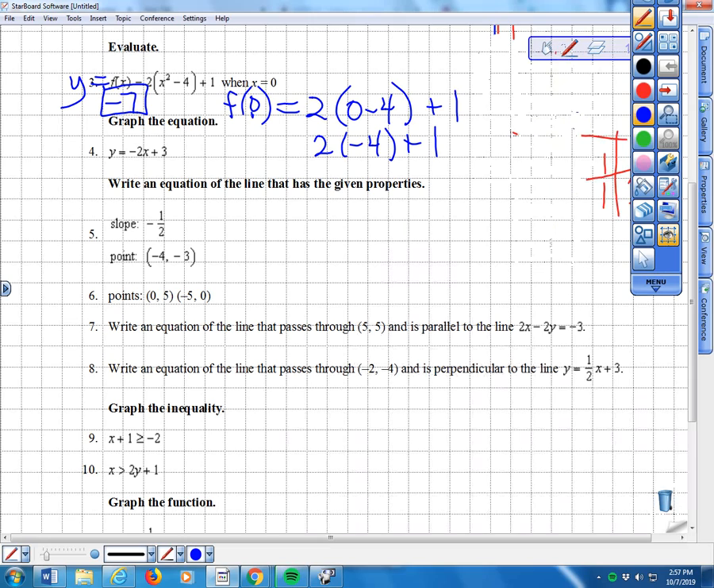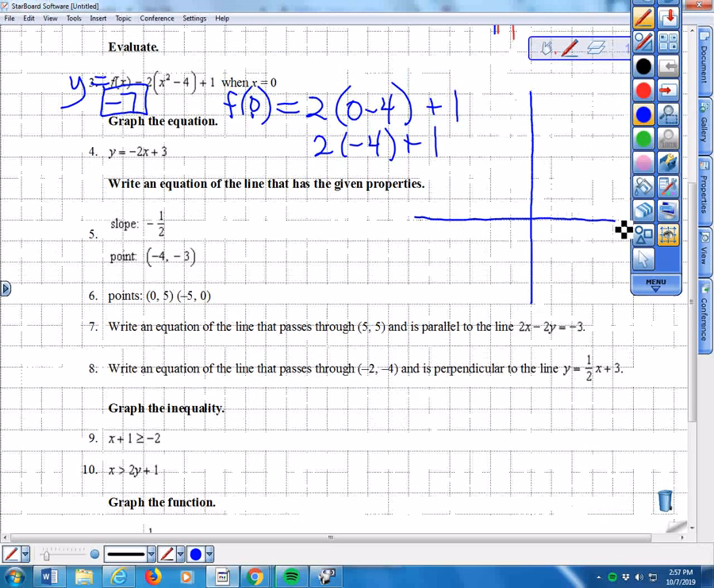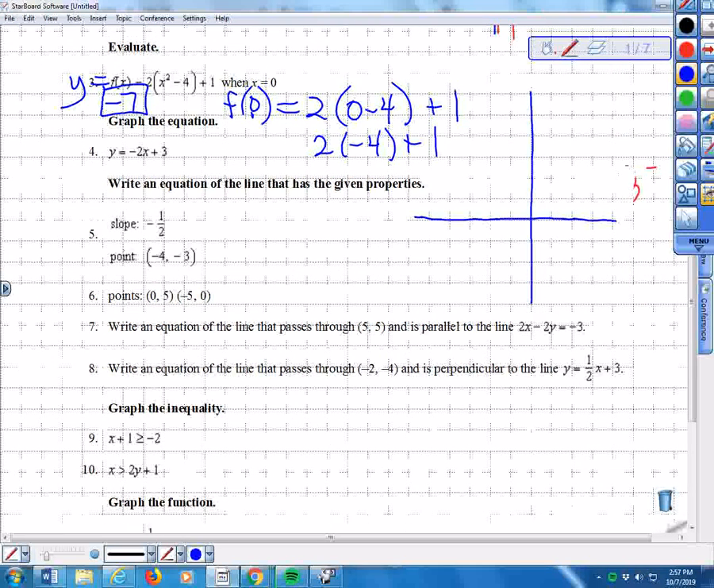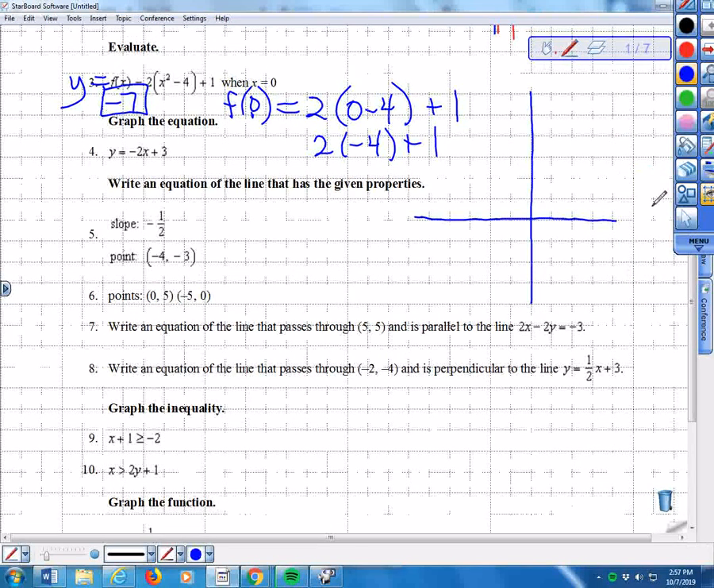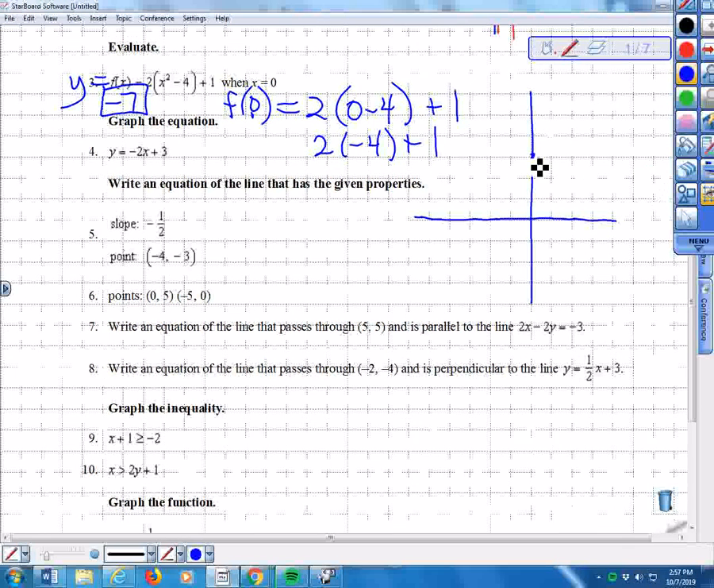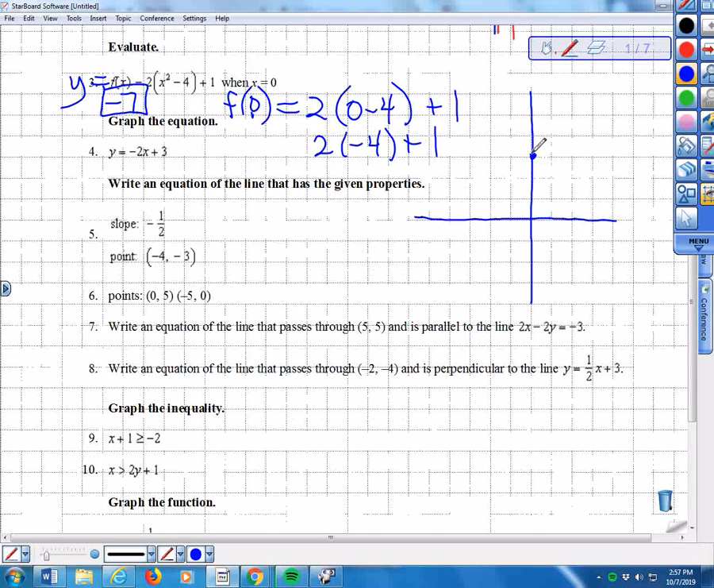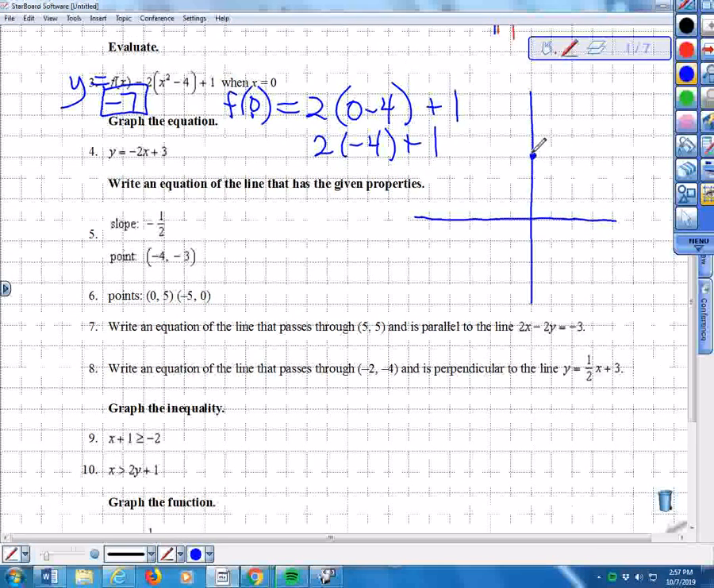This is in slope-intercept form. What's the easiest way to graph in slope-intercept form? What's the process? Just lay it out. What do you start at? Your y-intercept. Start at your y-intercept. Y-intercept is 3. And then use what to find your second point? Your slope. And what does negative 2 mean in terms of direction? Down.